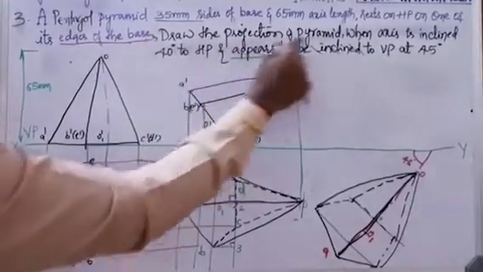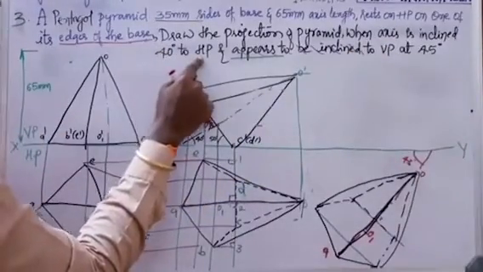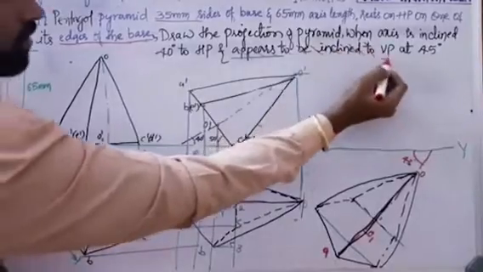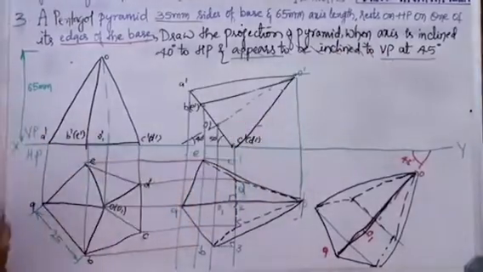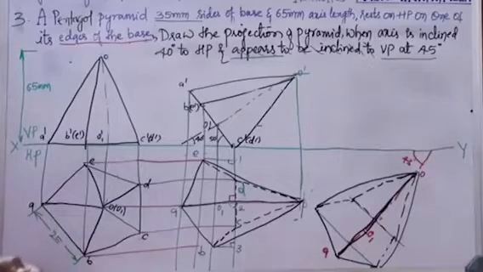Instead, the problem says: draw the projection of the pyramid when the axis is inclined 40 degrees to HP and directly 45 degrees to VP, or 45 degrees to HP. If this is given, then it is a beta case problem. How to solve this, we'll see now.